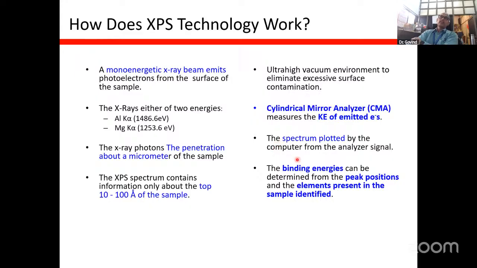So then there is what? There is a spectrum plotted by the computer from where the electrons are detected, and which is connected to the computer. Now, what the computer does is that the binding energy can be determined by the peak position, and the elements present in the sample are identified. Okay, so this is what we have just briefly understood in the previous slide.